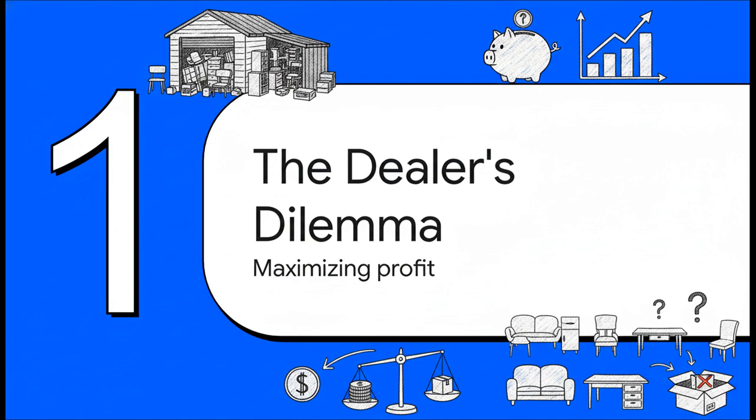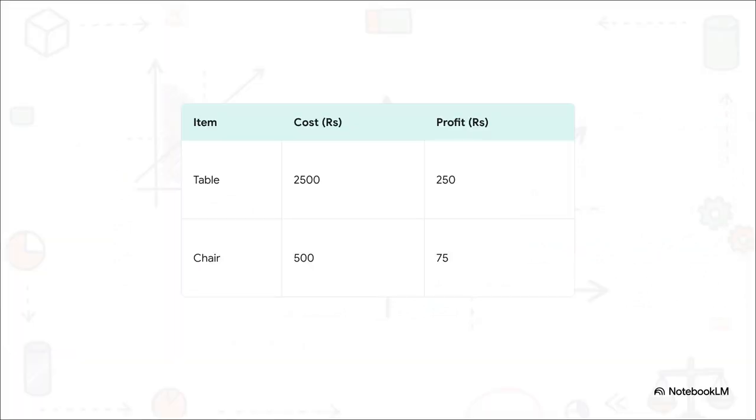So to get our heads around how this all works, let's follow a story. We're going to look at a furniture dealer who's facing a classic business problem. How do you make the most profit when you've only got so much cash and a small storeroom? Okay, so here are the numbers our dealer is working with. They have a total budget of 50,000 rupees. Now, each table costs 2,500 and makes a 250 rupee profit. Chairs are way cheaper, only 500, and bring in 75 rupees of profit. But here's the other big catch. The storeroom can only hold 60 total pieces. That's tables plus chairs. So, what's the best move?